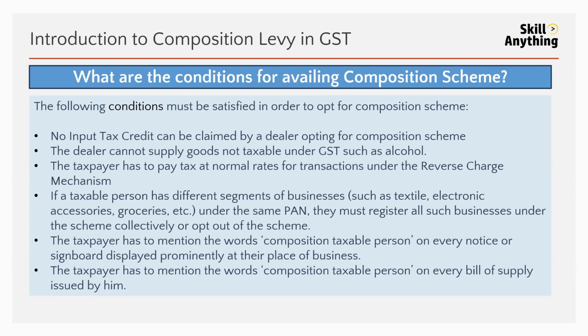In the composition scheme, at the time of billing, the taxpayer does not issue a tax invoice. They have to issue a bill of supply, and they have to mention the words composition taxable person whenever they issue a bill of supply. In the composition scheme, they cannot claim ITC, and they cannot supply goods inter-state, from one state to another state. They can supply only intra-state.